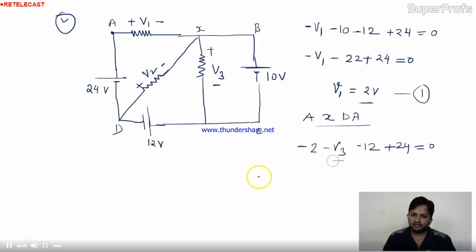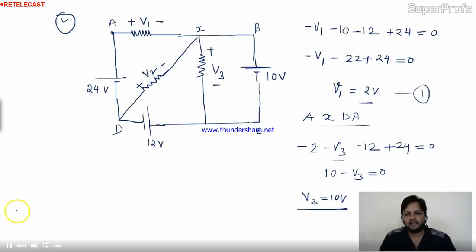Here only one unknown in the equation. Minus 2, minus 12, minus 14, and plus 24. I'm getting 10 minus V3 equal to 0. So finally V3 is nothing but 10 volt. I hope this is clear to you. Very simple circuit. So this is the answer.